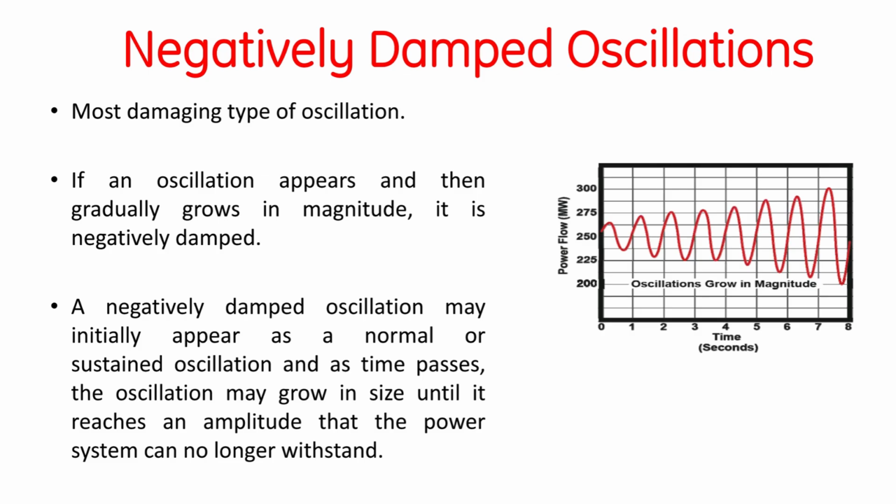Protective relays see the huge swings in voltage or current and operate to protect equipment, tripping transmission lines or generators. Which can then lead to cascading failures, leading potentially to widespread outages, even blackouts. This is the slow-motion catastrophe scenario.